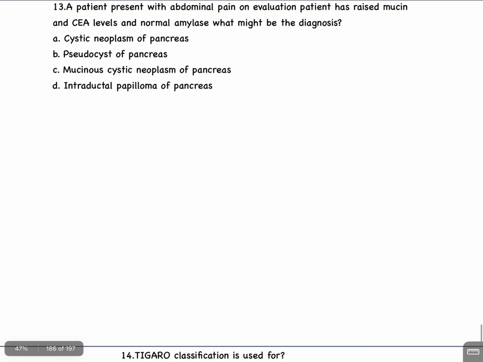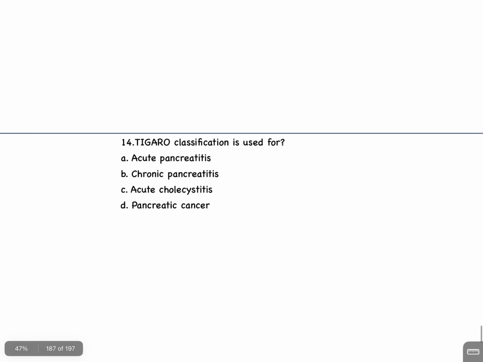Question number 13. A patient presents with abdominal pain on evaluation. Patient has raised mucin and CEA levels and normal amylase. What might be the diagnosis? A. Cystic neoplasm of pancreas. B. Pseudocyst of pancreas. C. Mucinous cystic neoplasm of pancreas. D. Intraductal papilloma of pancreas. Answer is C. Mucinous cystic neoplasm of pancreas.